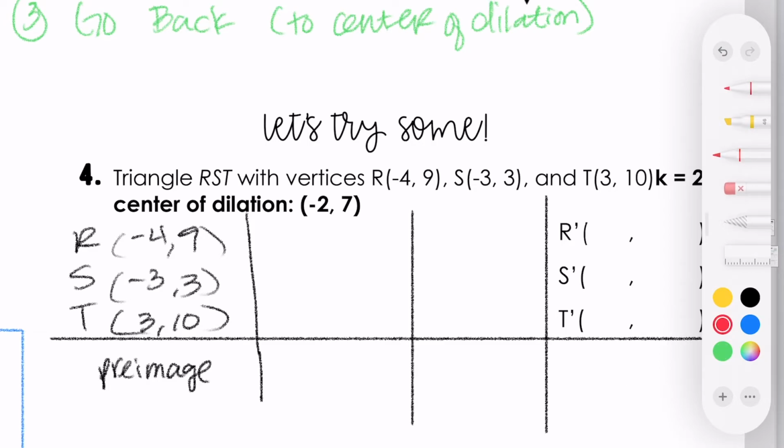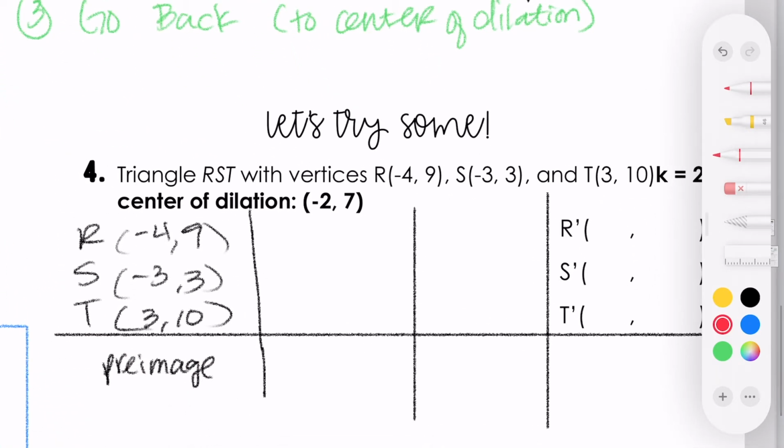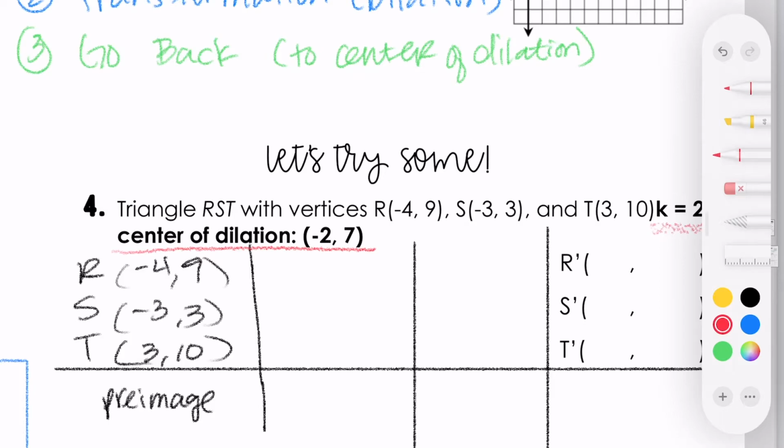First step, we are going to have to move home. So move it to the origin. We're starting at negative 2, 7, with a scale factor of 2, by the way. So let's move it to the origin by doing the opposite.